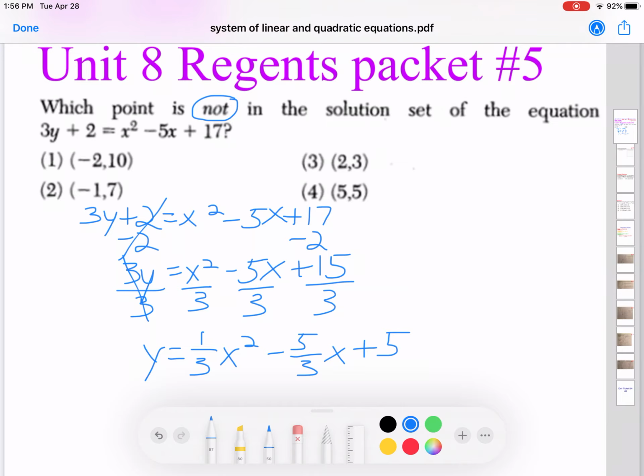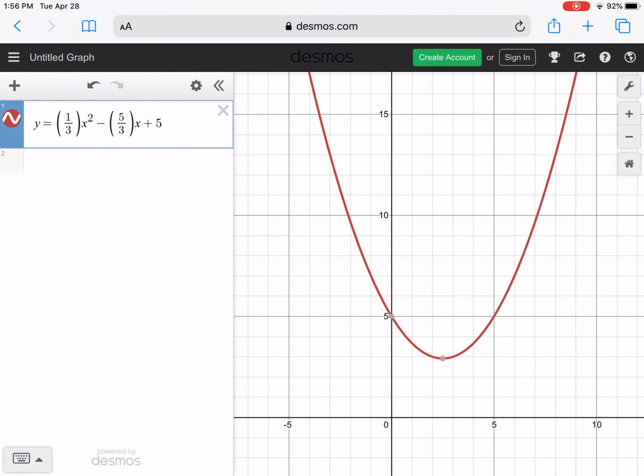So let's go ahead and graph this function here. Notice I already have this typed into my calculator, and I want to know which point here is not in the solution set. If I look, the last choice is 5, 5. If you notice right here, I see that that is a point. If I look at the point 2, 3, I see right there that 2, 3 is a point on my graph. If I look at -1, 7, I see that -1, 7 is also a point.